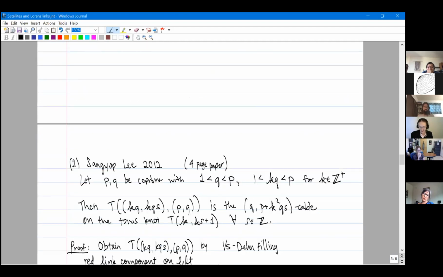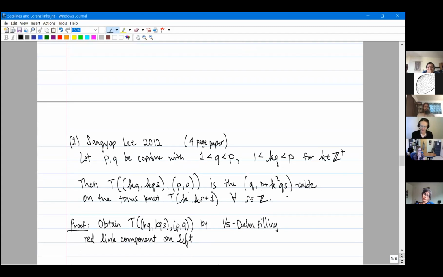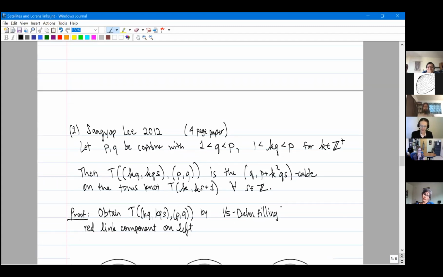So the next part of our construction is this very cute 4-page paper by Sang-Yap Lee in 2012. He showed that if you have p, q any coprime integers, 1 less than p less than q, and then you take some integer k with 1 less than kq less than p, then a twisted torus knot, which in T-link notation looks like this, T(kq, kqs), comma (p, q), is going to be a particular cable on a particular torus knot, okay?